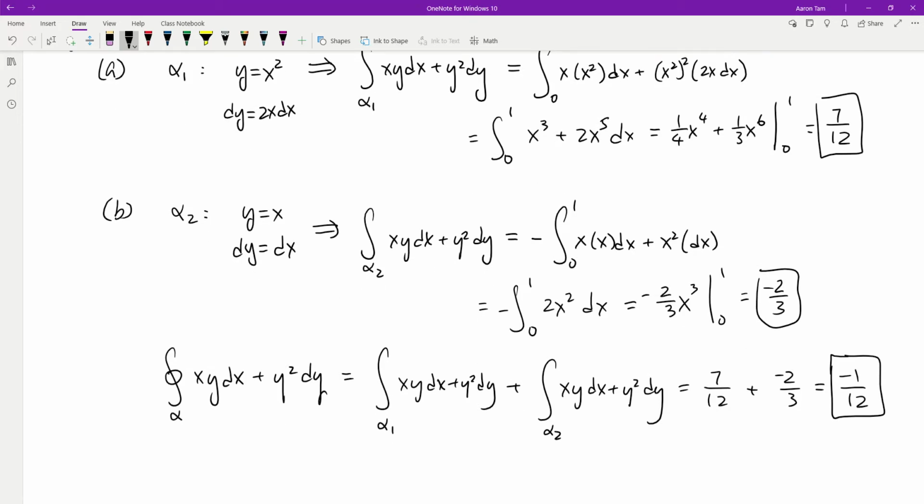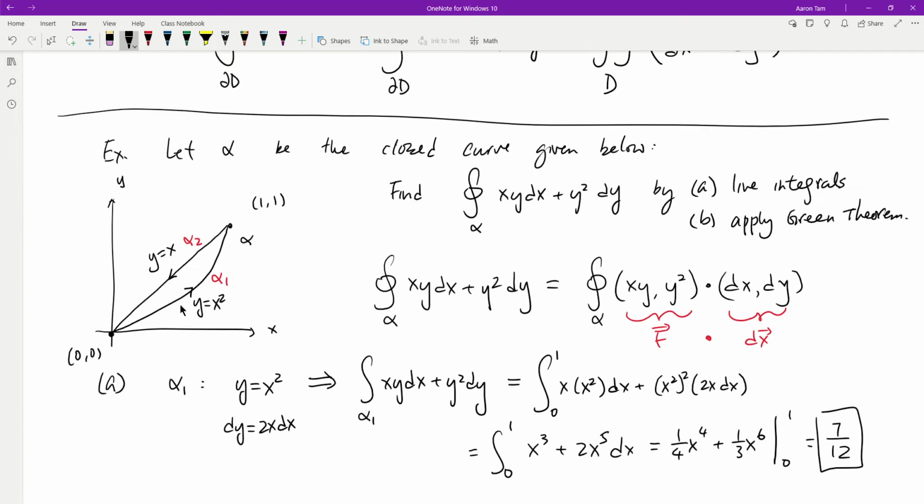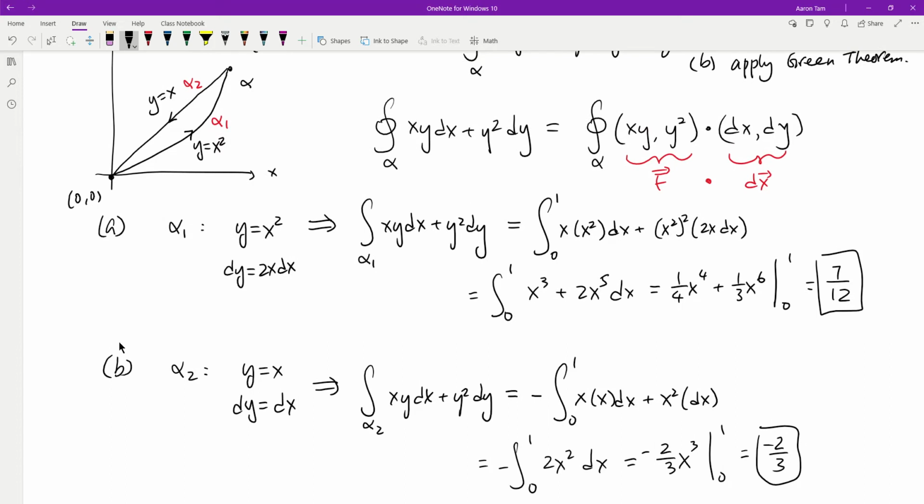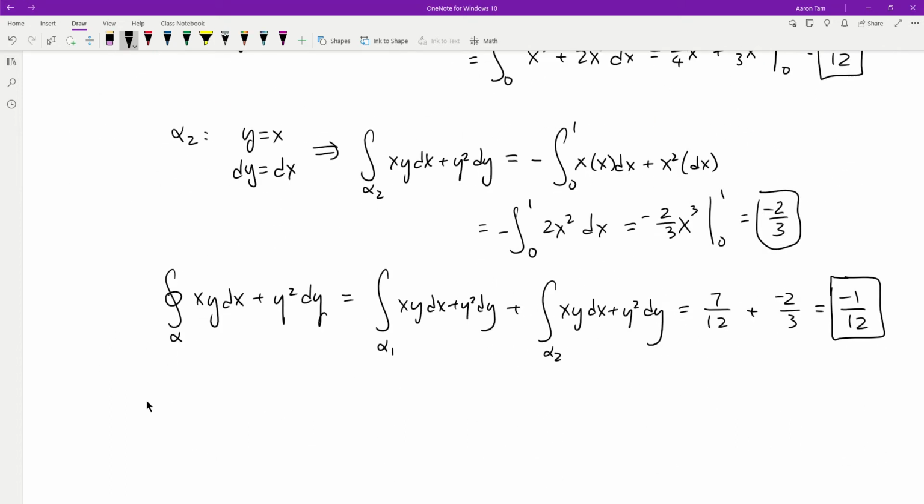pretty straightforward. So now the question is, what happens if I were to apply Green's theorem? What would happen if I apply Green's theorem? Well, let's see. Oh, actually, you know what? That's not B. That's still A. All right, so now let's try to do Green's theorem and see what happens. So we're going to apply Green's theorem.